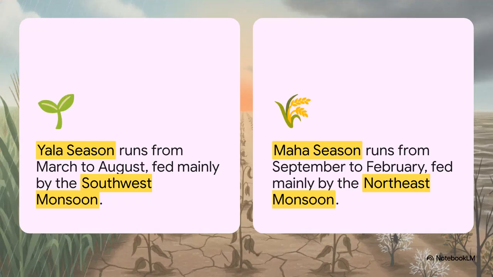Now, these macro weather systems directly dictate our entire farming calendar, aligning perfectly with 2 primary cultivation seasons. The first major season runs from March to August, and it's predominantly fed by that southwest monsoon. The second major season stretches from September to February, relying heavily on precipitation from the northeast monsoon. For your exam revision, memorizing this exact alignment between the cultivation windows and their specific water sources is absolutely crucial.